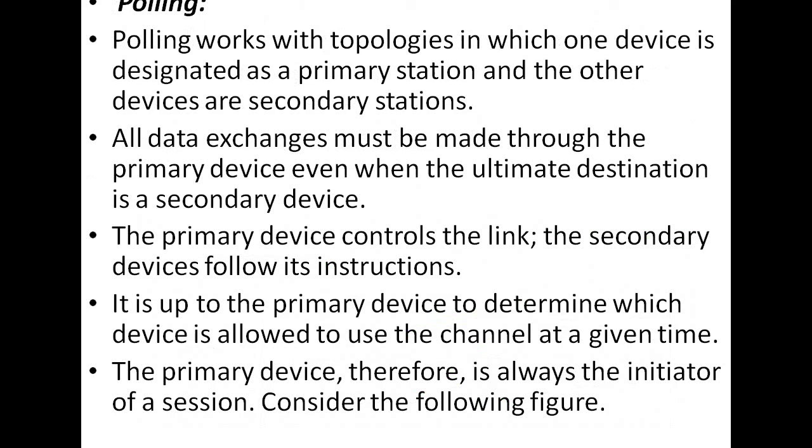So again, the pulling and selection technique is basically used in topological structures where all the data exchanges must be made through the primary device, even when the ultimate destination is a secondary device. That means here the pulling and selection technique works between the primary and secondary devices. So the primary device controls the link and the secondary devices follow its instructions only.